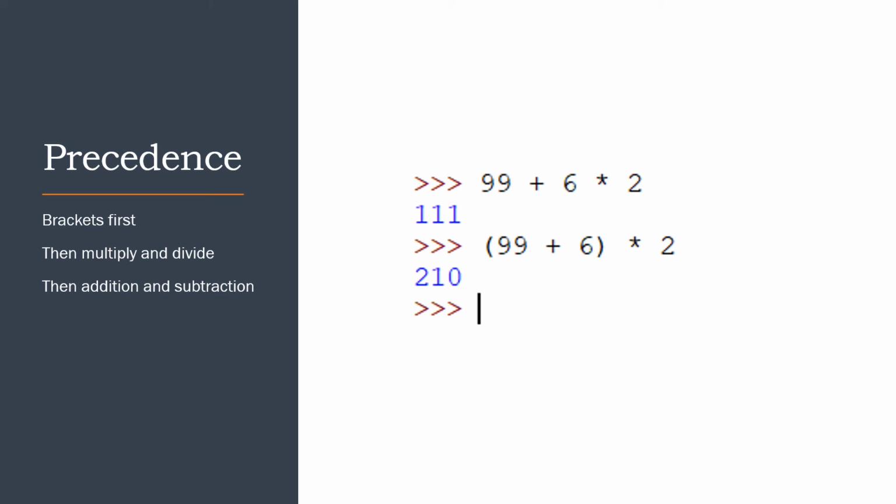So by changing the precedence between the two expressions, we end up with completely different results. Bear this in mind when you're making sums using Python expressions.